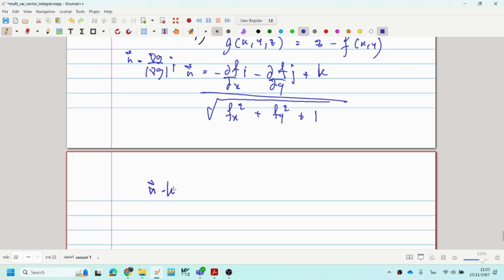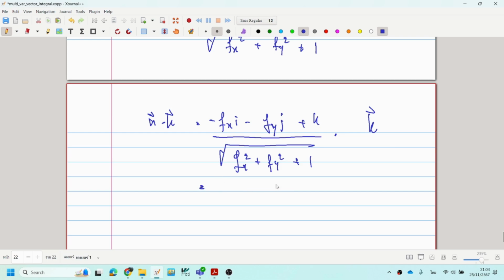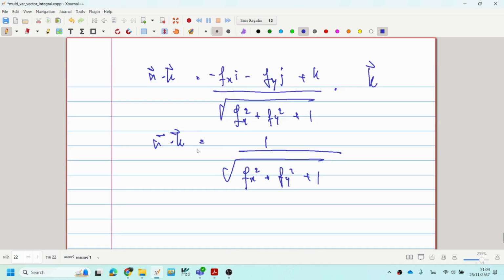n dot k: n is (minus f_x i minus f_y j plus k) divided by the square root of f_x squared plus f_y squared plus 1, dotted with k. i dot k is 0, j dot k is 0, k dot k is 1. So you get 1 divided by the square root of f_x squared plus f_y squared plus 1. That's the final solution for n dot k.